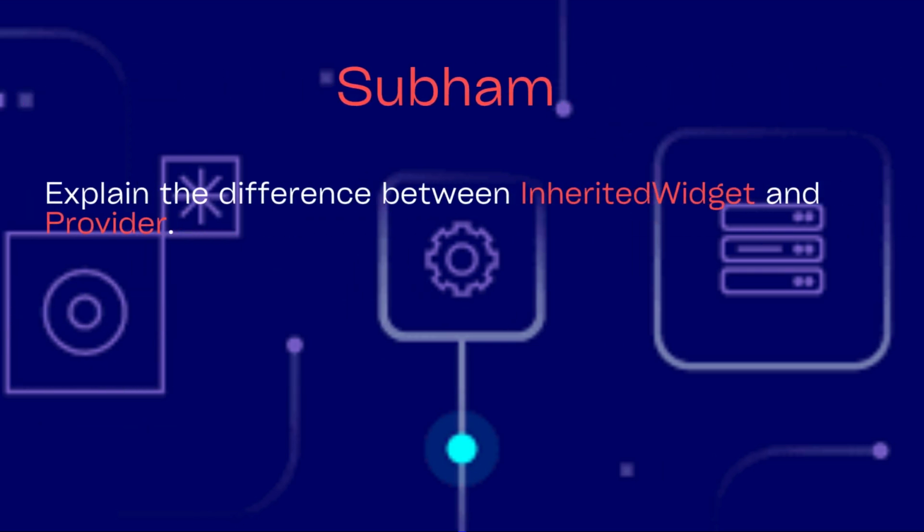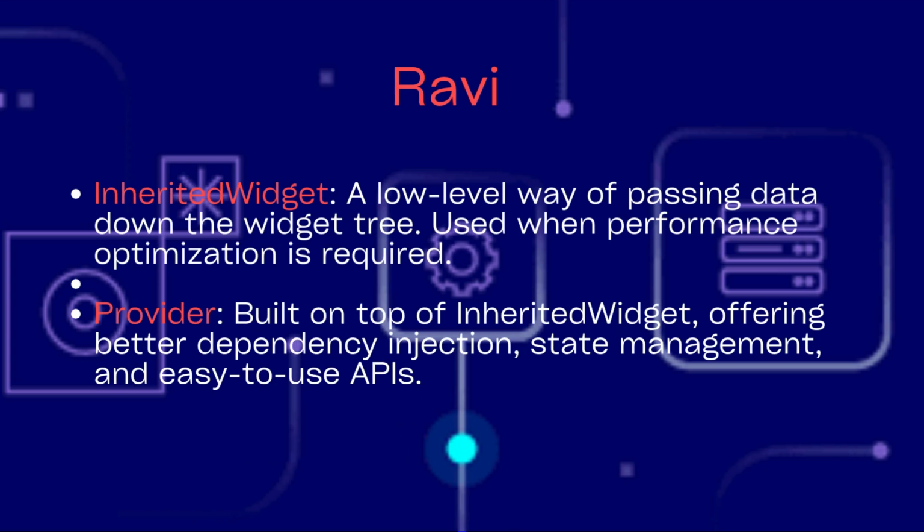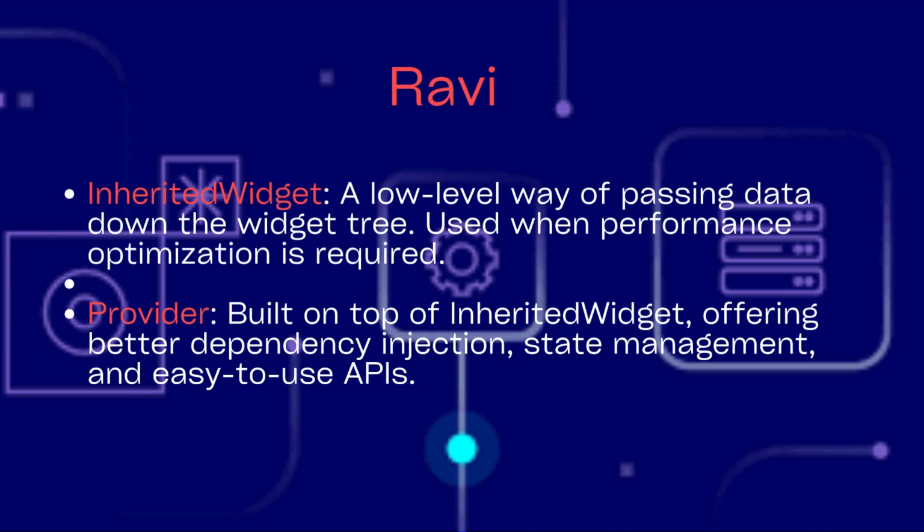Subham: Explain the difference between InheritedWidget and Provider. Ravi: InheritedWidget is a low-level way of passing data down the widget tree. It is used when performance optimization is required. Provider is built on top of InheritedWidget, offering better dependency injection, state management, and easy-to-use APIs.